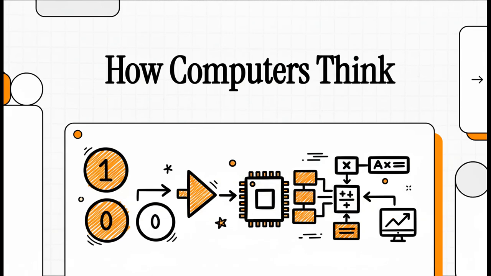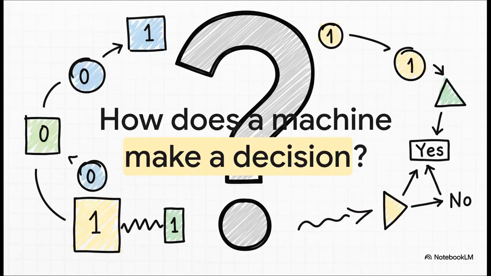Ever stop and think about how the billions of tiny on-off switches inside your phone or your laptop can possibly lead to something as complex as playing a video or calculating a spreadsheet or even recognizing your face? It feels like straight-up magic, right? But believe it or not, it all boils down to one super simple idea. So let's just get right to the heart of it.